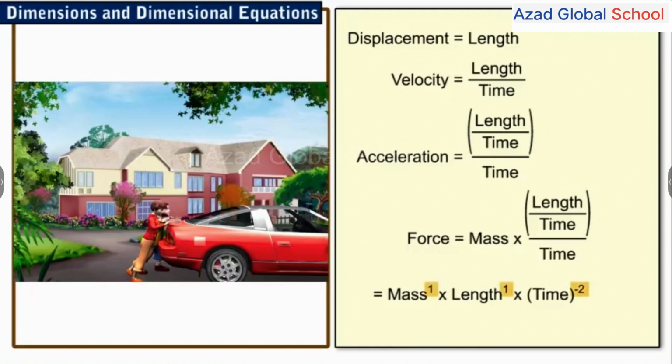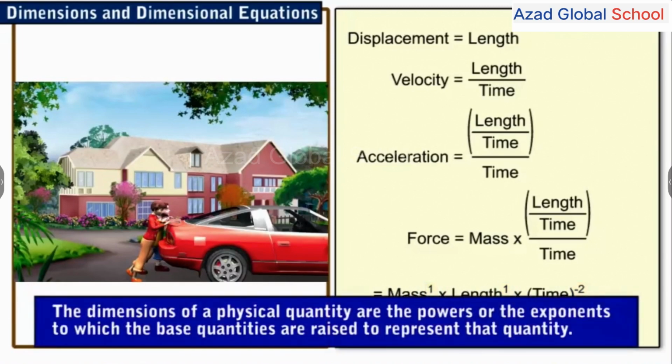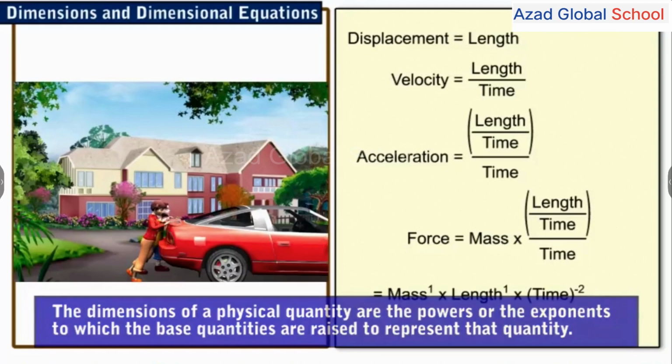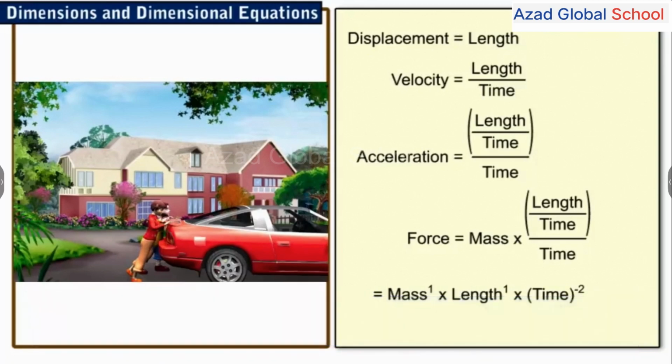These exponents of base quantities in the expression of force are called dimensions. Thus, the dimensions of a physical quantity are the powers or the exponents to which the base quantities are raised to represent that quantity. We say that the dimensions of force are 1 in mass, 1 in length, and -2 in time.